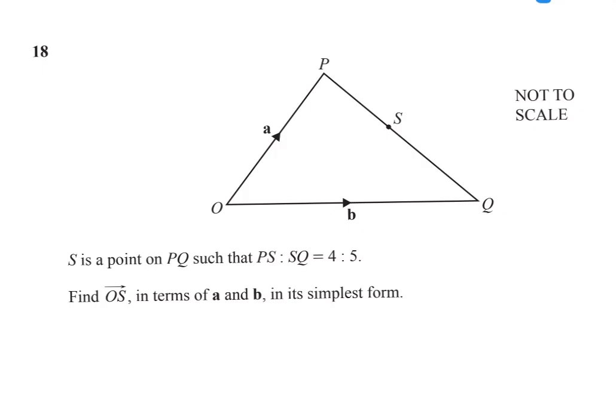Number 18. S is a point on BQ such that BS to SQ is 4 to 5. So we have 9 parts in all. So BS will be 4 over 9 and SQ will be 5 over 9 of BQ. And we need to find OS in terms of a and b. OB is vector a, OQ is vector b. We need to find OS in terms of a and b.